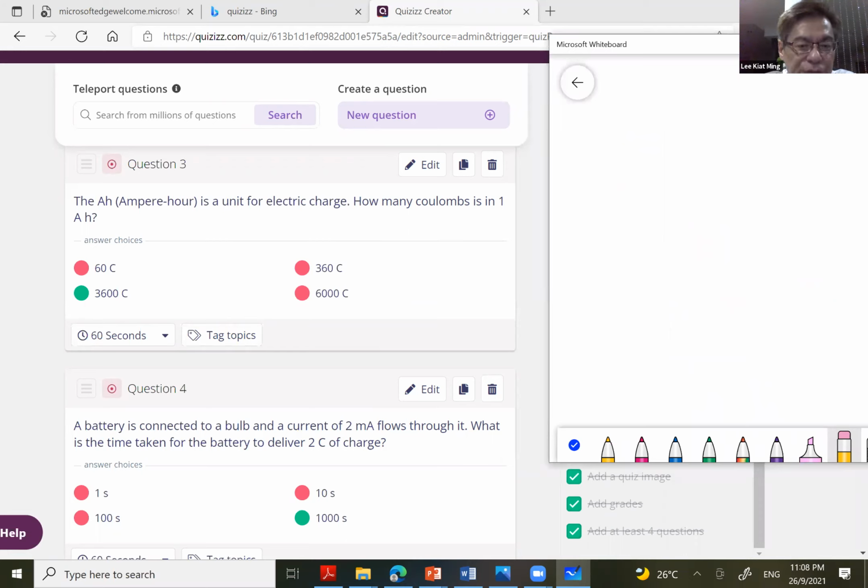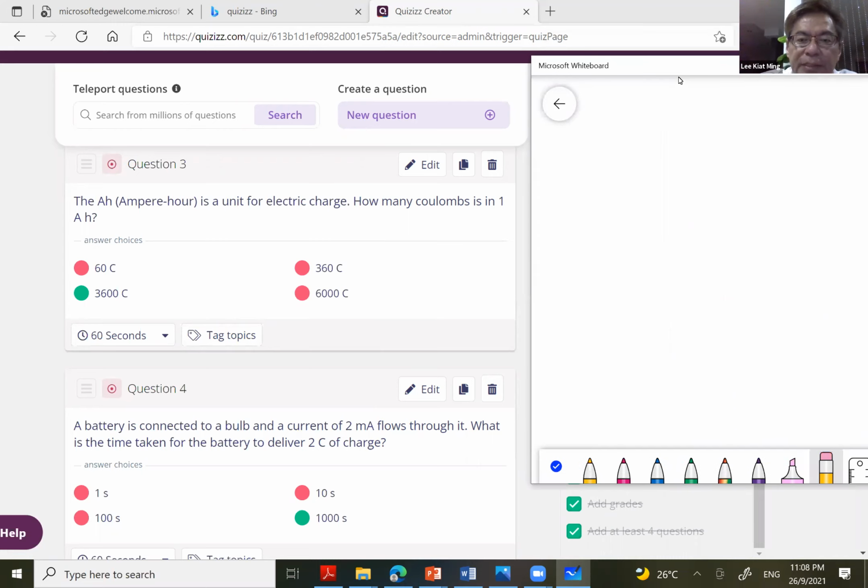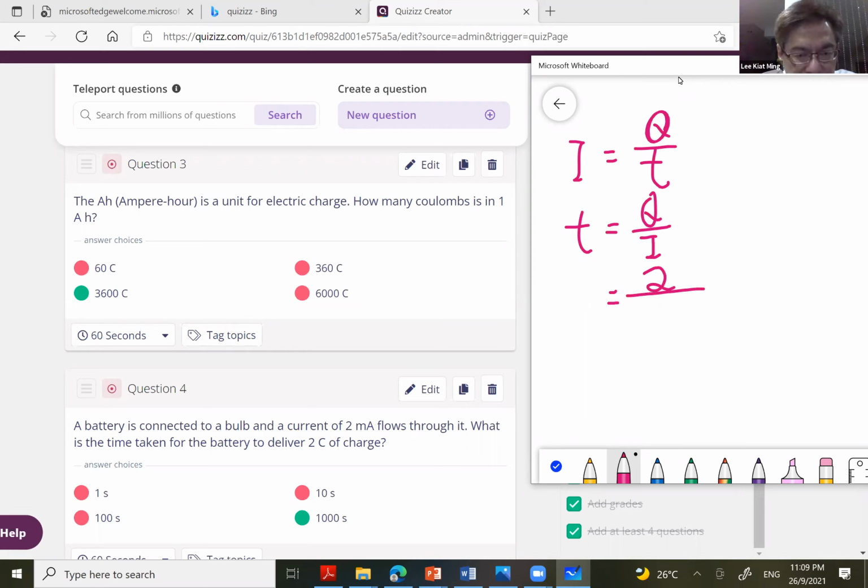A battery is connected to a bulb. What is the time taken? You know the formula for current is given by quantity of charge over time. They ask you to find the time taken, so you exchange the position of I and T to get Q over I. Q is the coulomb, 2, over current. Current you are given in milliampere, so you change it to ampere times 10 power negative 3.